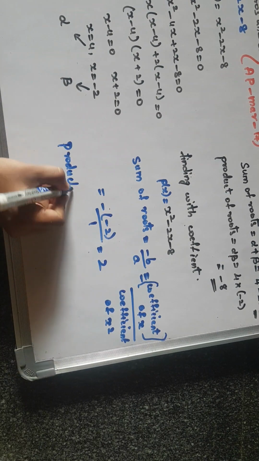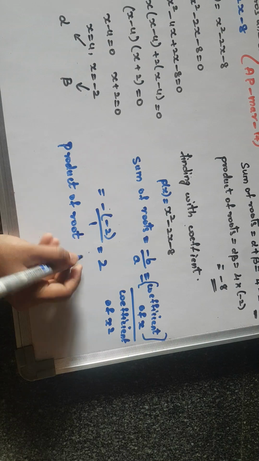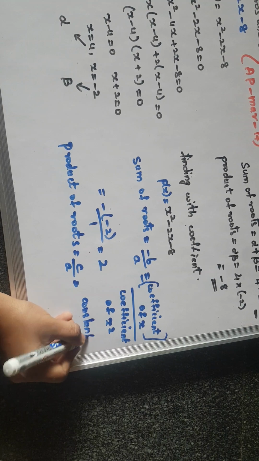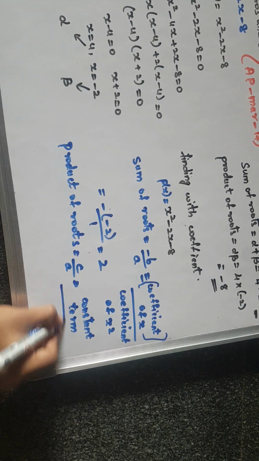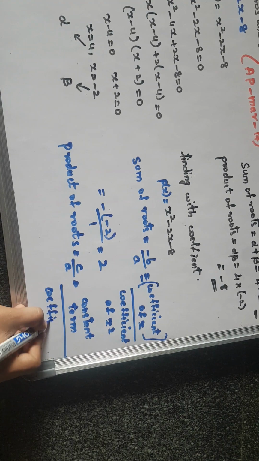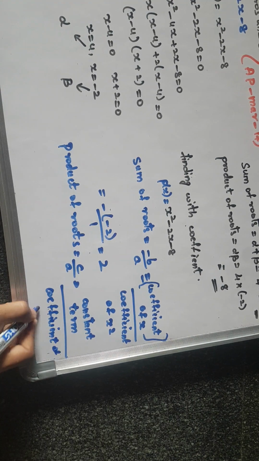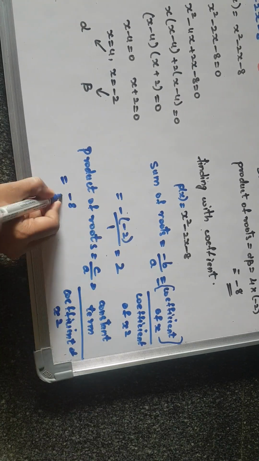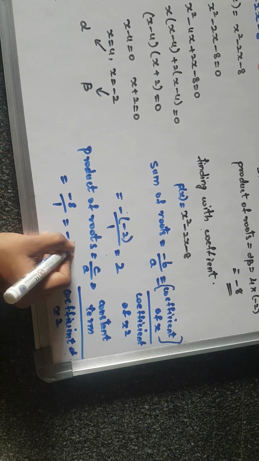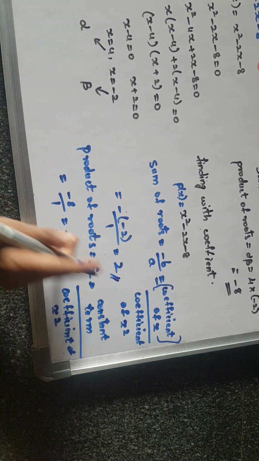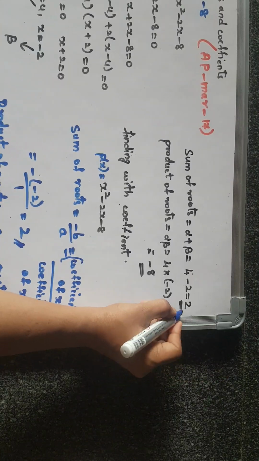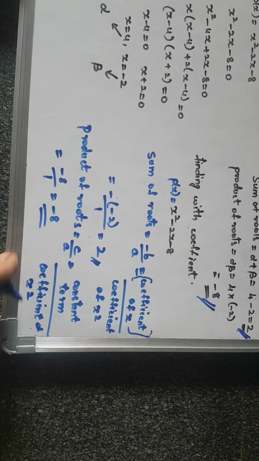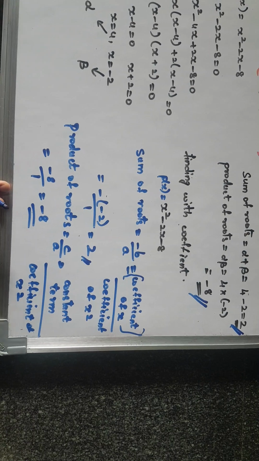Product of roots. What is the product of roots here? c by a, which is the constant term by the coefficient of x square. What is the value here? Minus 8 by 1, which is minus 8. So the sum is 2 and the product is minus 8. Here, finding with this, we also get 2 and minus 8. These values are equal now.